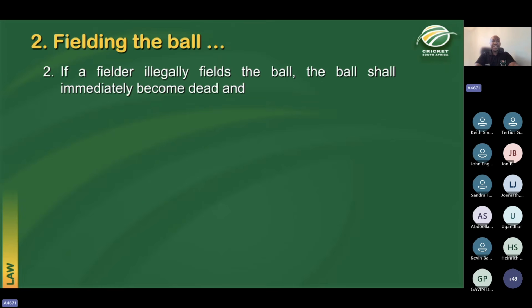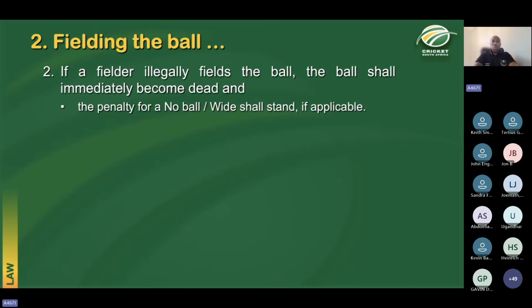So what happens if the ball is fielded illegally? Quite importantly, the ball shall immediately become dead. Good umpiring practice would be to call and signal dead ball because not many players are aware of this law, as we saw with Babar Azam. But we don't have to call and signal dead ball. Why? Because the ball immediately becomes dead.